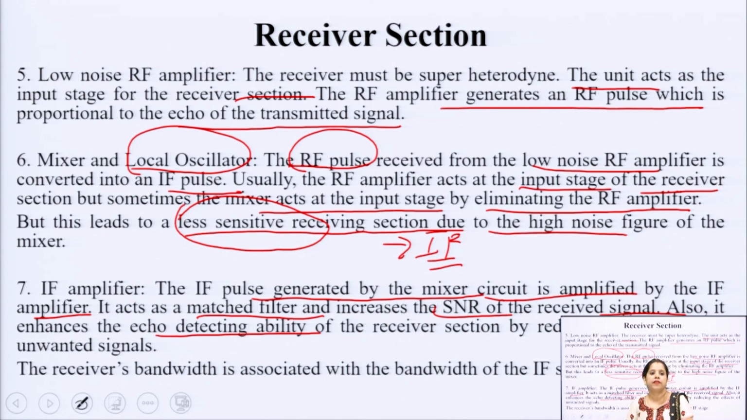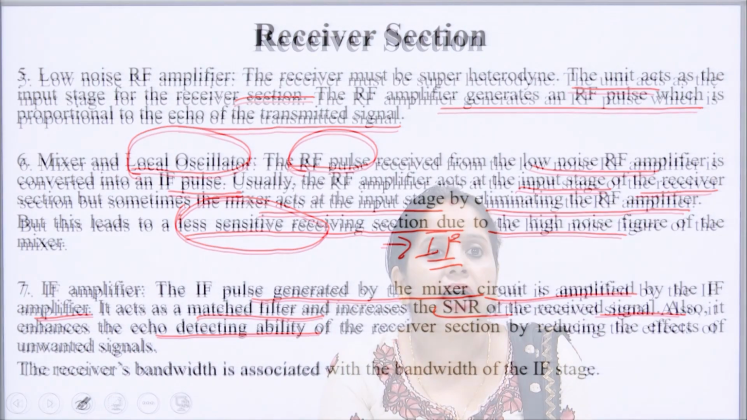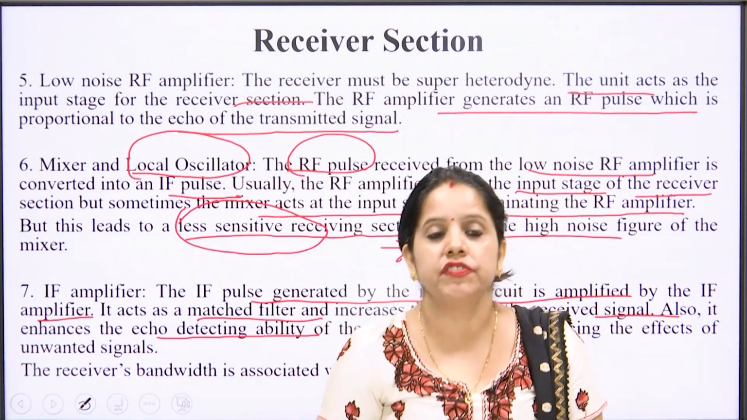So, our IF amplifier is used to amplify the IF signal which is received from the mixer, and it consists of a matched filter which increases the SNR. SNR stands for the signal to noise ratio of the received signal, and it enhances the echo detecting capability of the received signal, which is our main function.